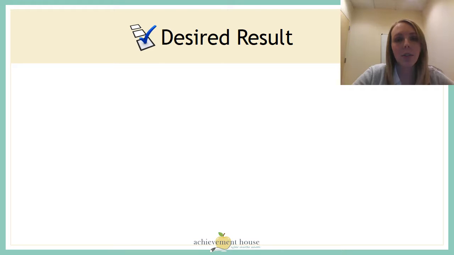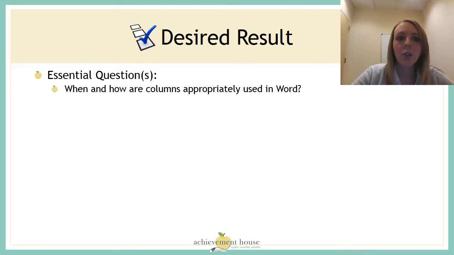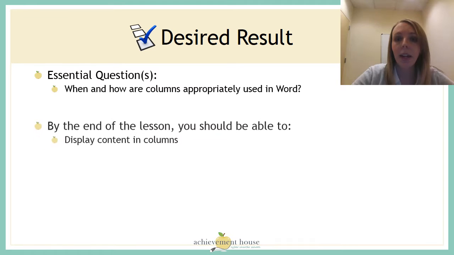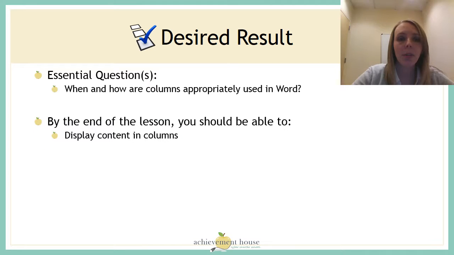This lesson will demonstrate the importance of columns and explain how they are used, applied, and modified. Looking at our desired result, you'll see that our essential question for this lesson is when and how are columns appropriately used in Word? By the end of this lesson, you should be able to display content in columns.